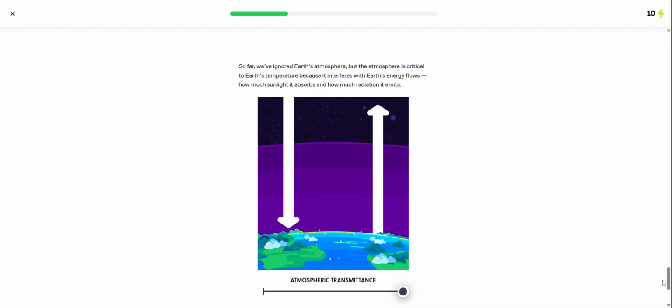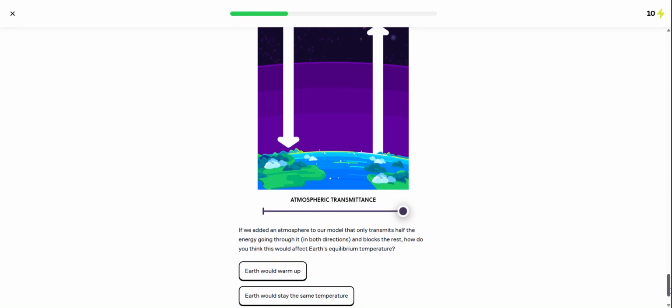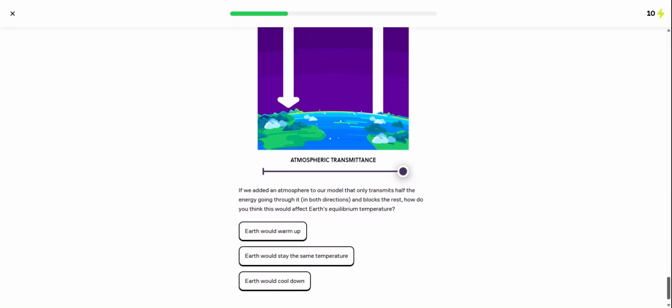So far, we've ignored Earth's atmosphere, but the atmosphere is critical to Earth's temperature because it interferes with Earth's energy flows, that is, how much sunlight it absorbs and how much radiation it emits. So these two arrows in opposite directions, coming in and out, are the energy balance that matters. Wait, if we added an atmosphere to a model that only transmits half the energy going through it in both directions, and blocks the rest, how do you think this will affect Earth's equilibrium temperature?